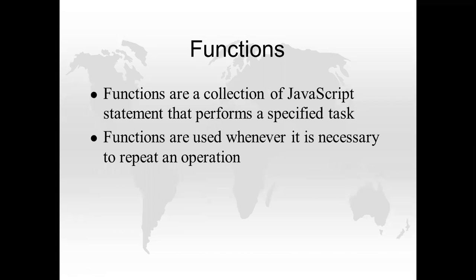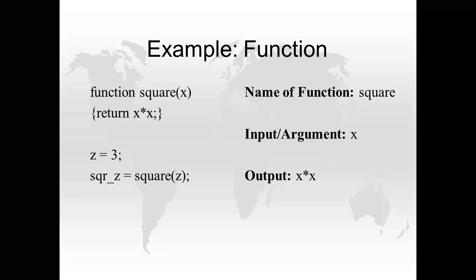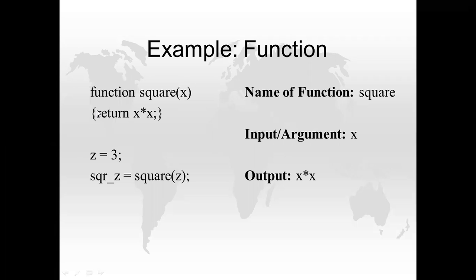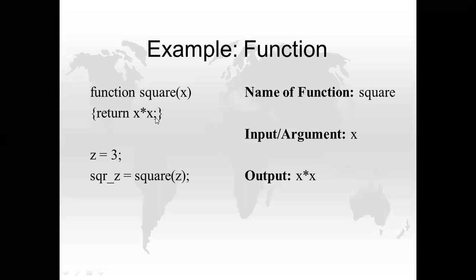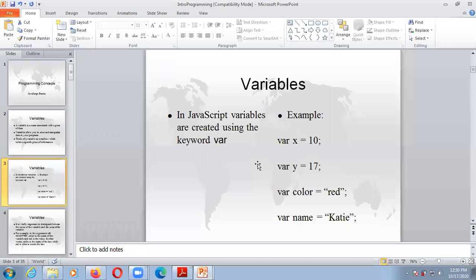Then we have seen functions: how to define functions and how to call functions. Here you can see an example of a function. This is the function keyword, and this is the function name, square. Then the statement is return x into x. This function will return the square of the value assigned to x. The output is x into x, that means it will return the square of that value. That's it.